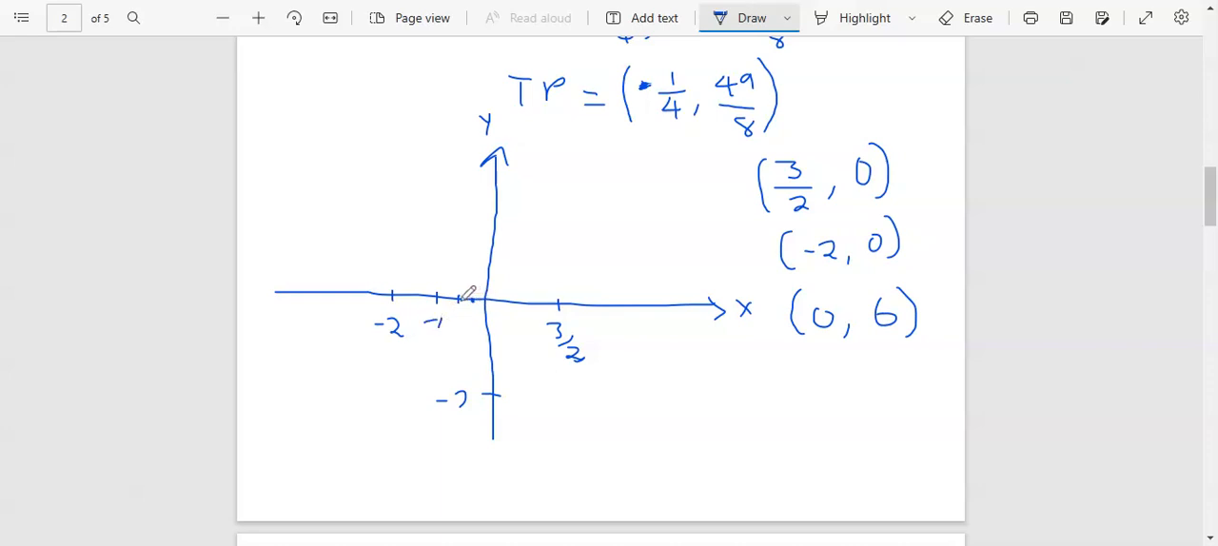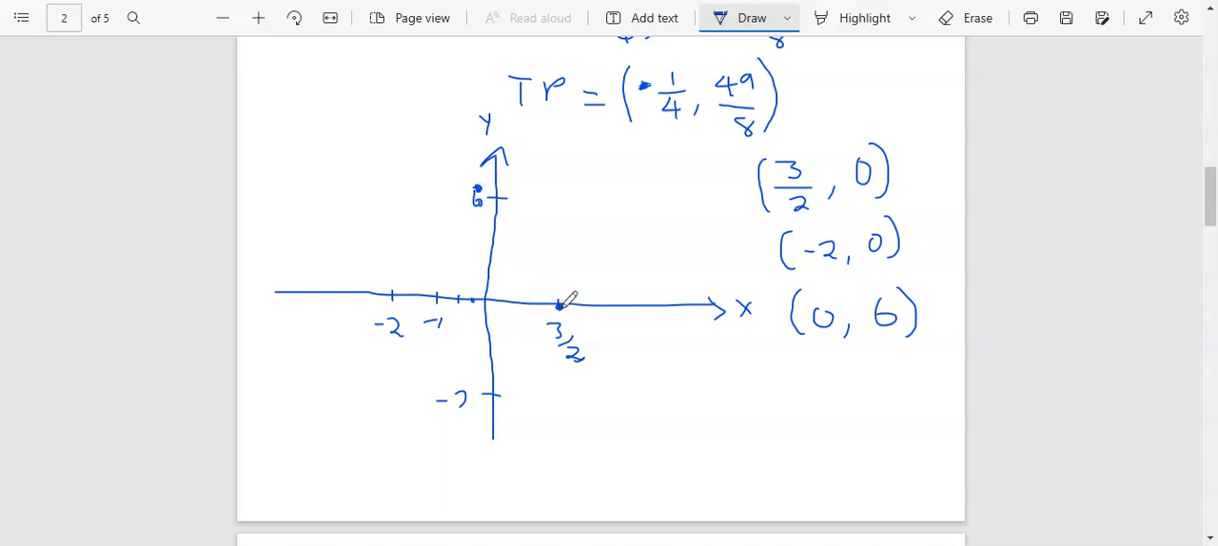And then 49 over 8. So 8 goes into 49 how many times? Is it about 6 times? Remainder 1. So it should be somewhere around 6. So it will be approximately above 6, meaning that the coordinate is going to be somewhere very near 6, but a little above. That is where the turning point is going to be.